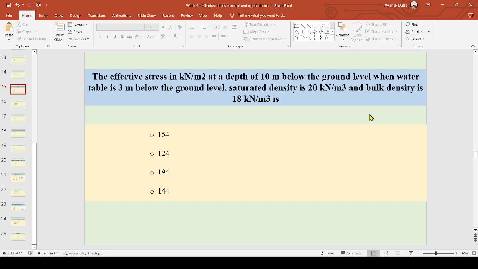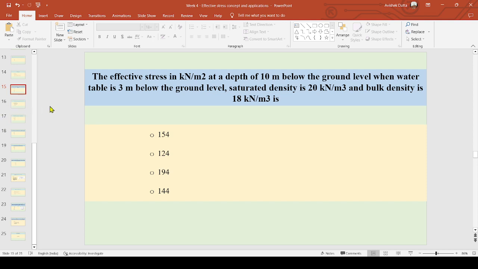The effective stress in kilonewton per meter square at a depth of 10 meter below the ground level when water table is 3 meter below the ground level, saturated density is 20 kilonewton per meter cube and bulk density is 18 kilonewton per meter cube. The options are 154, 124, 194 and 144.